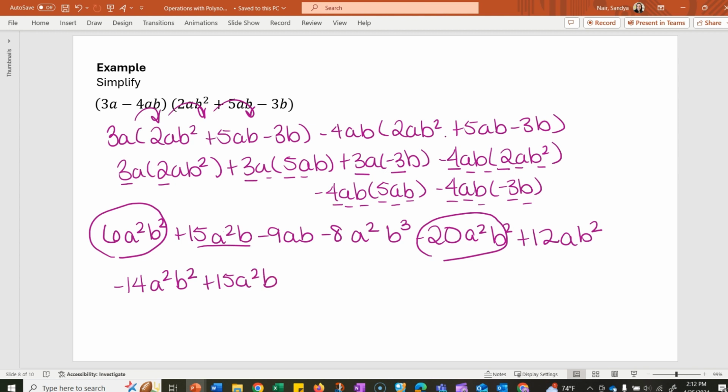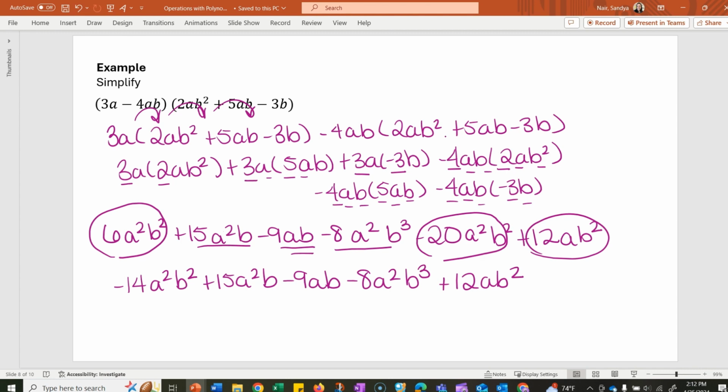I have a minus 9ab, but I don't have any other ab terms, so minus 9ab. I have minus 8a squared b cubed. I don't have any terms like that, so I have minus 8a squared b cubed. And then finally, I have 12ab squared, and that also doesn't combine with anything because there's no other ab squared terms. So this is now the fully simplified form of this answer.